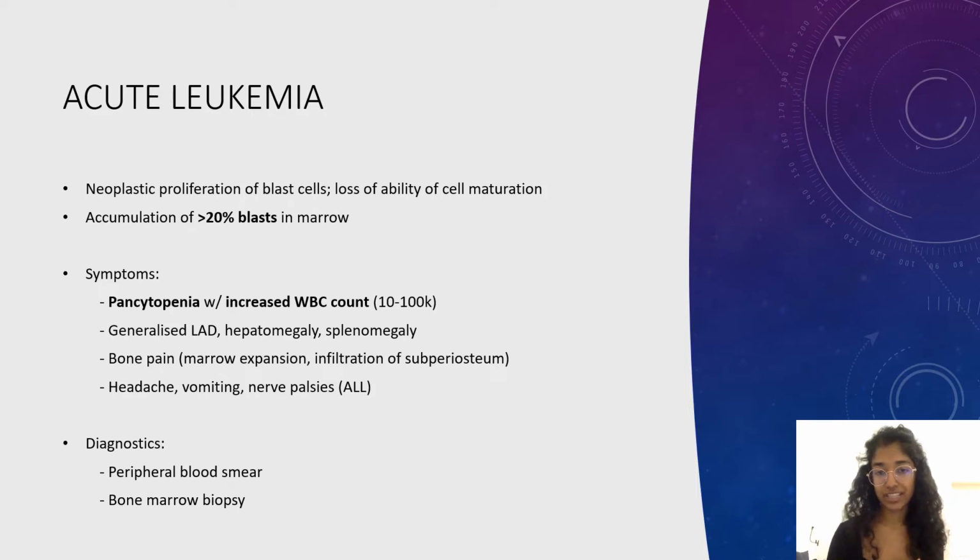Diagnostics of acute leukemia, you mainly do it through two tests. One is your peripheral blood smear, where you'll see the presence of a large number of immature cells, or you can do a bone marrow biopsy. Bone marrow biopsy is done in order to confirm the diagnosis, because peripheral blood smear is not always indicative, because you won't always have a large proportion of cells present in the periphery depending on when you take the blood, like what stage of the disease you take the blood at. So bone marrow biopsy is used to confirm the diagnosis.